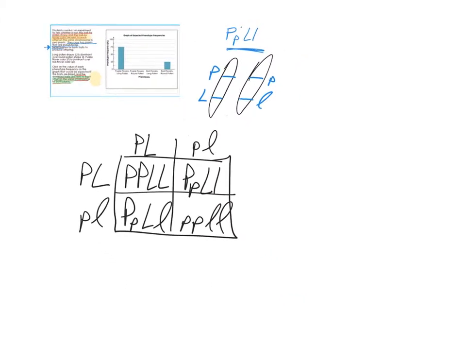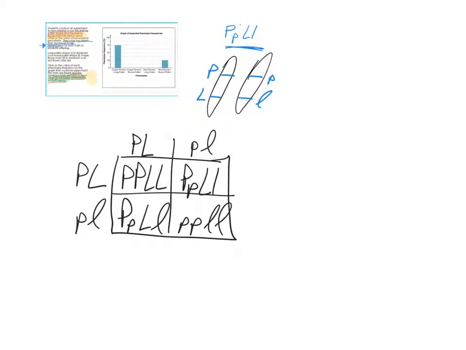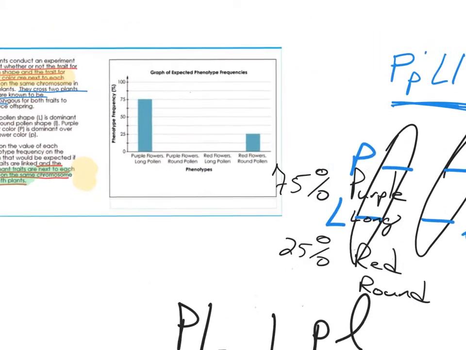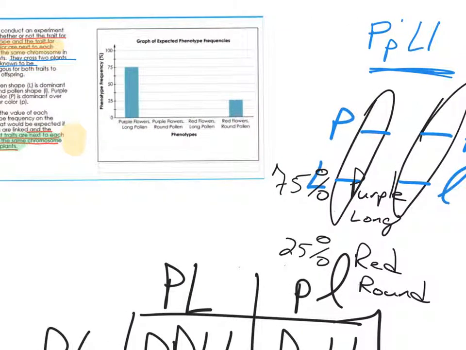So what does that end up being? That ends up being what? 75% what? Purple. That's right. I heard double dominant is correct. Purple and long, right? Yeah. And 25% what? Red and round. So that's why this is 75% purple and long and 25% red and round.